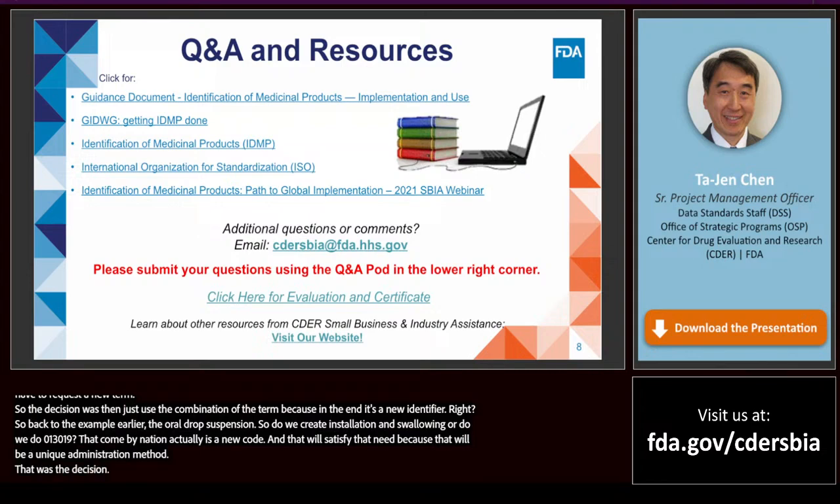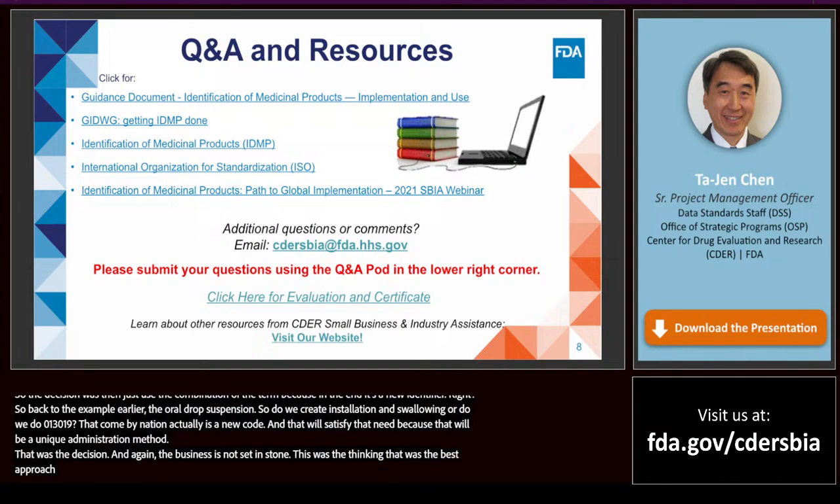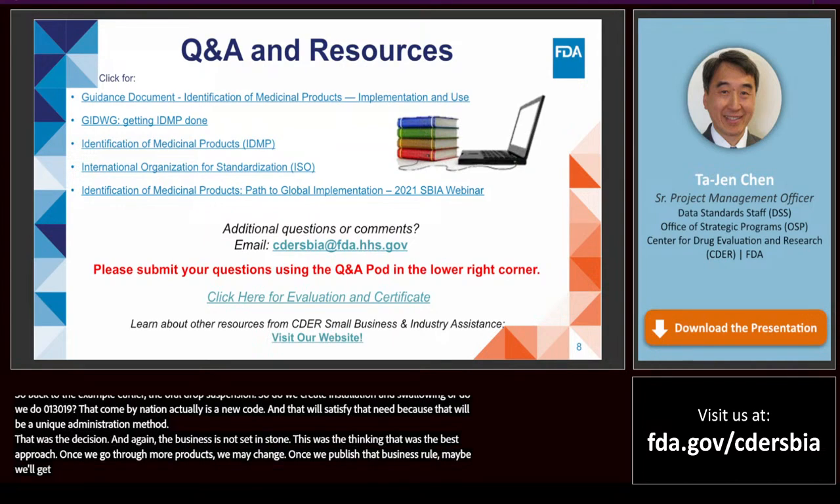And again, the business rule is not set in stone. This was the thinking that was the best approach. Once we go through more products, we may change our thought. Once we publish that business rule, maybe we get more input, and it may influence our decision. But for now, we think the easiest way is to utilize EDQM terms and not to create our own terminology and not to maintain that terminology system. But thank you. That's a good question.